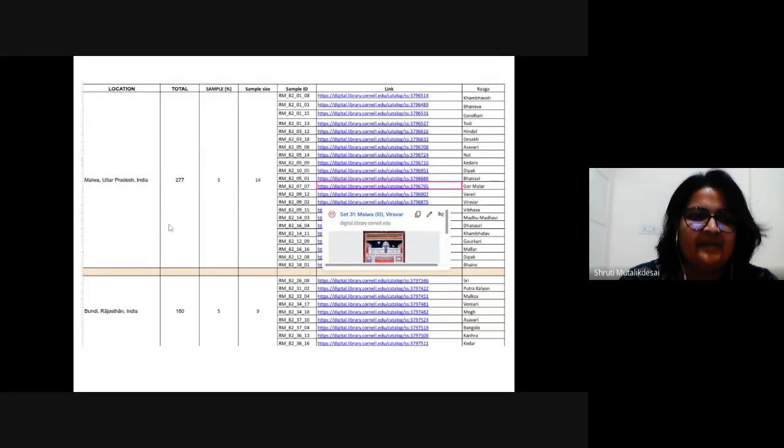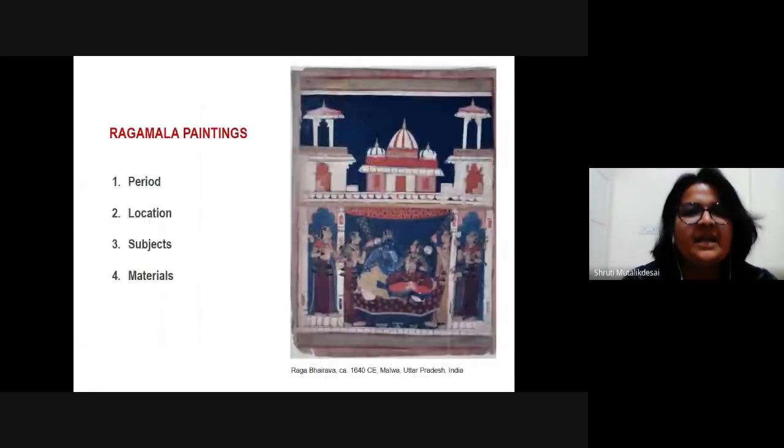So we have the location, the total number of paintings, and the sample percentage of these paintings that we've considered, hence our sample size, and the link to all the paintings that were there. And we've also mentioned the raga or the category of music under which each of these paintings fall.